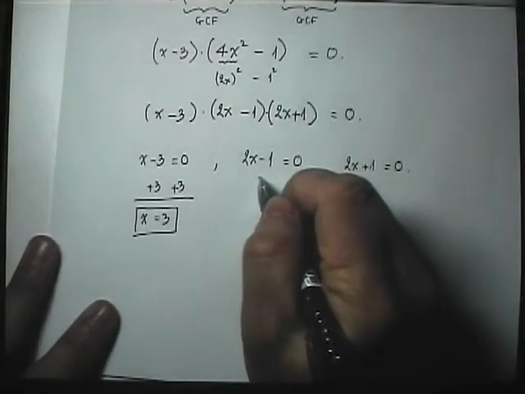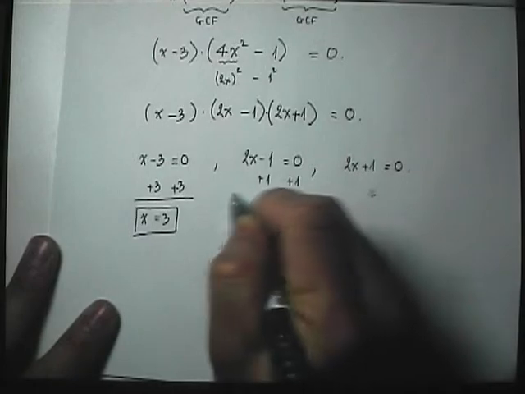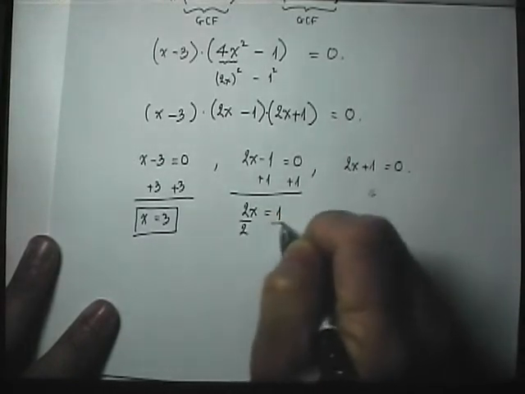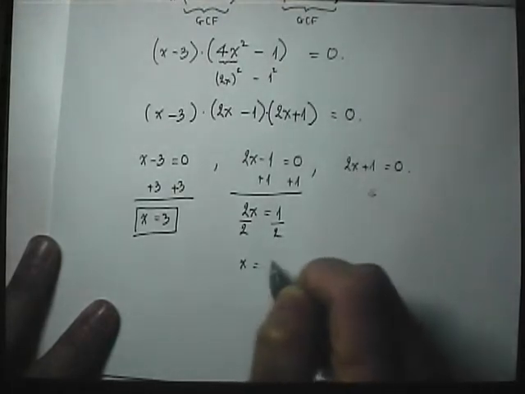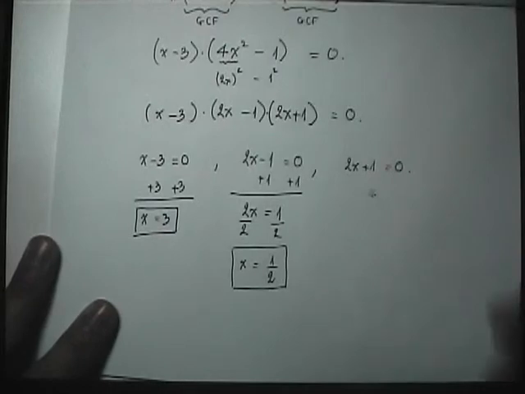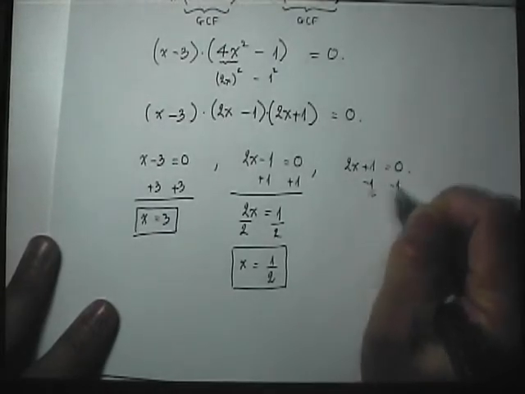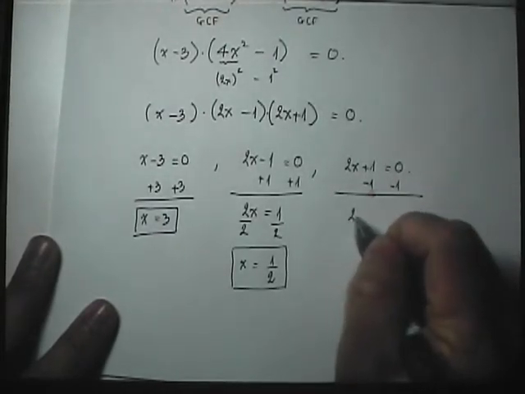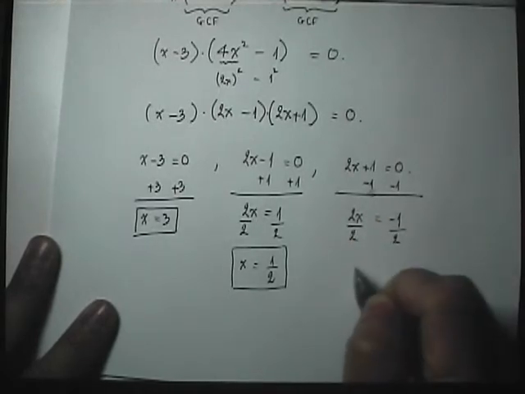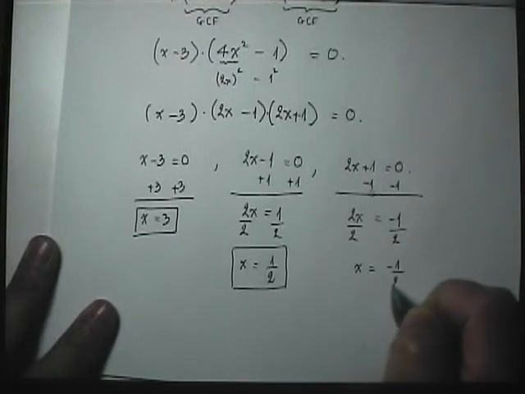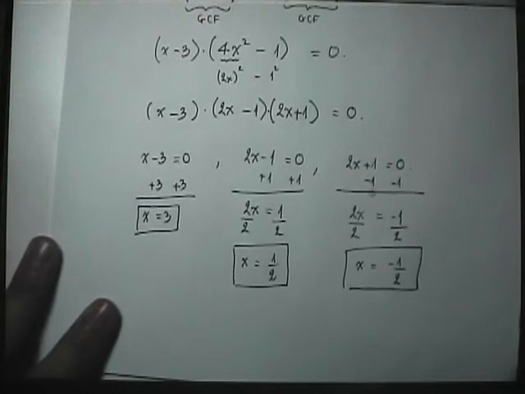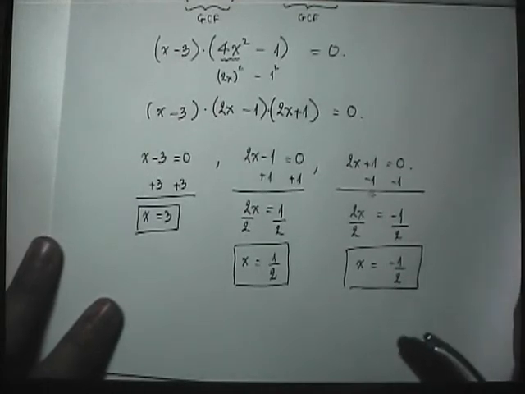The next one, I'm adding 1 to both sides, that leaves me 2x equals 1, and I need to divide both sides by 2, and that leaves me x equals 1/2. Here's my second solution. And the last one, once again, I need to subtract 1 from both sides. I have 2x equals negative 1, dividing both sides by 2, that leaves me x equals negative 1/2. And that's how I can solve another polynomial equation.